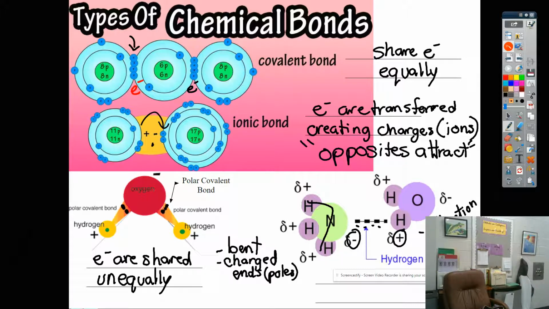What type of bonds do you think are in this one? Polar. And what type of bonds do you think are in this one? Polar. So we have a positive end of one molecule and a negative end of another being attracted to each other. Now with me? So that's what a hydrogen bond is. It's an attraction.